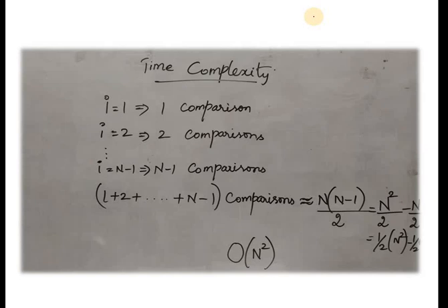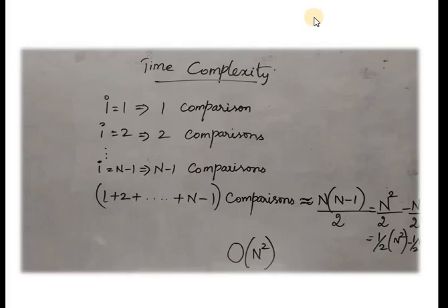We know the formula, right? Sum of the first n natural numbers, 1 plus 2 etc. up to n, is n into n minus 1 by 2. That is the formula. When you expand the equation, it is n squared by 2 minus n by 2. So the coefficient of n squared is 1 by 2 and the coefficient of n is 1 by 2.